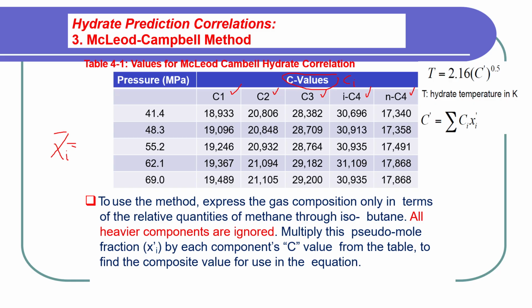And as you can see here, we are getting the value of the C constant, or the Ci, as we called it before, in terms of pressure as well. So if you have the pressure equal to 41.4 and you have methane, for example, Ci will be equal to 18,933. If you are dealing with higher pressure, let's say 96, then the C value for methane will be approximately 19,489. So using this method, you can calculate the hydrate temperature in Kelvin.